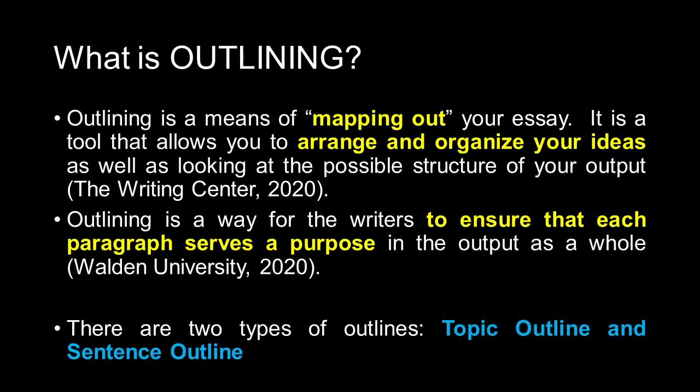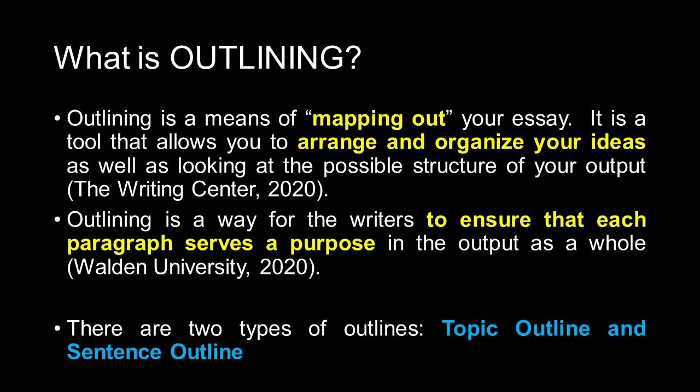What is outlining as a process? Outlining is a means of mapping out your essays, and it is a tool that allows you to arrange and organize your ideas as well as look at the possible structure of your output. This is a definition presented by the Writing Center in 2020. Also, Walden University expounds that outlining is a way for the writers to ensure that each paragraph serves a purpose in the output as a whole.